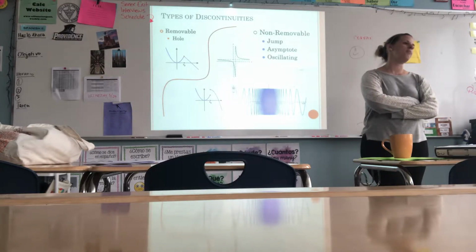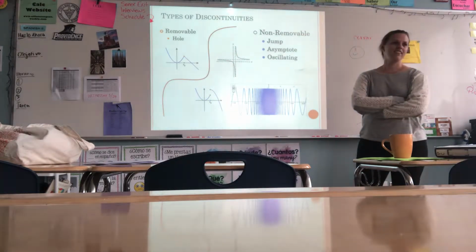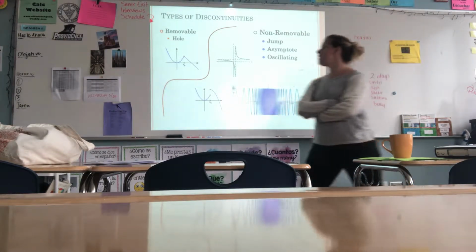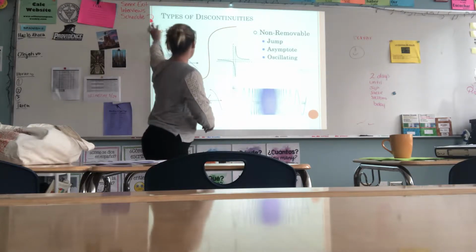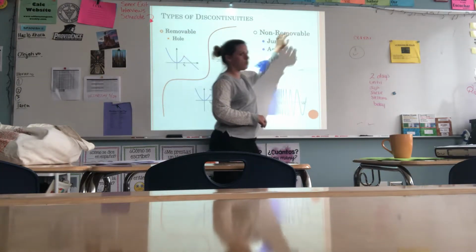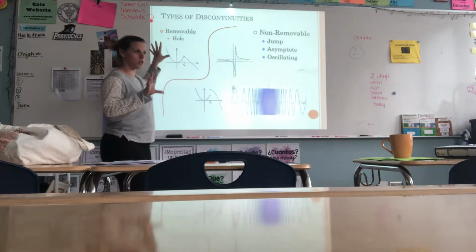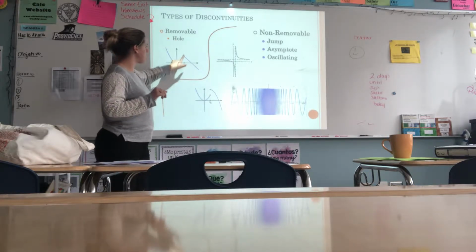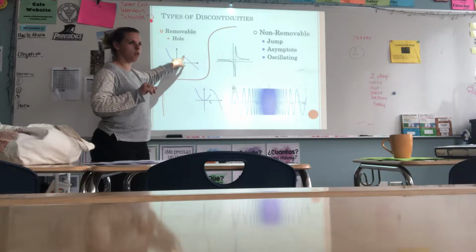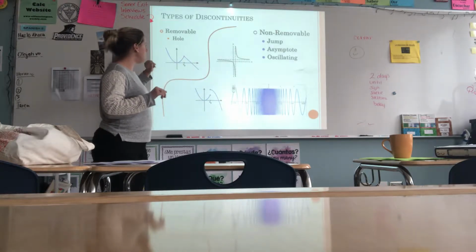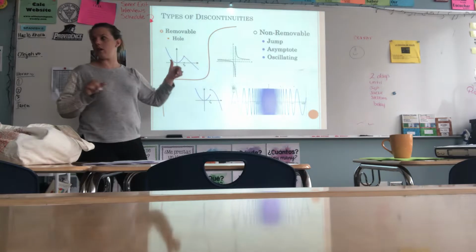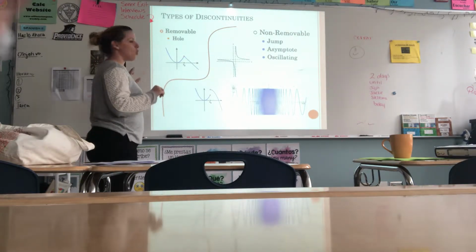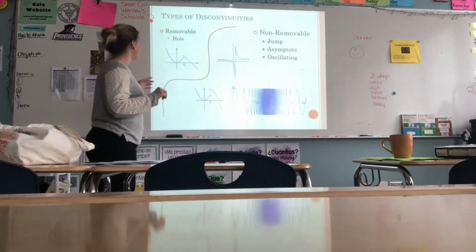Okay, so there are different kinds of discontinuities. They're categorized into removable and non-removable. So these are new vocab words. Hole. A hole is removable because you could picture just plugging in the hole, like removing it pretty easily. So a hole is one type, and it is a removable discontinuity. A hole is the only type of removable discontinuity.